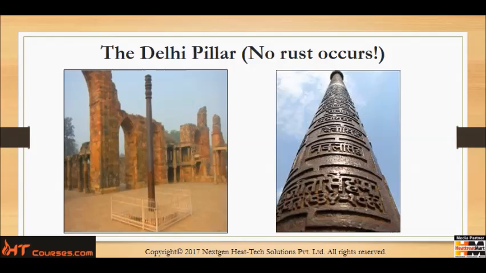A lot of the students looking at this course, where we're looking at the Delhi pillar. The Delhi pillar is quite unique. It's a cast steel column with a pattern on the surface, and the amazing thing is that no rust appears on the column. A beautiful piece of artistic work.